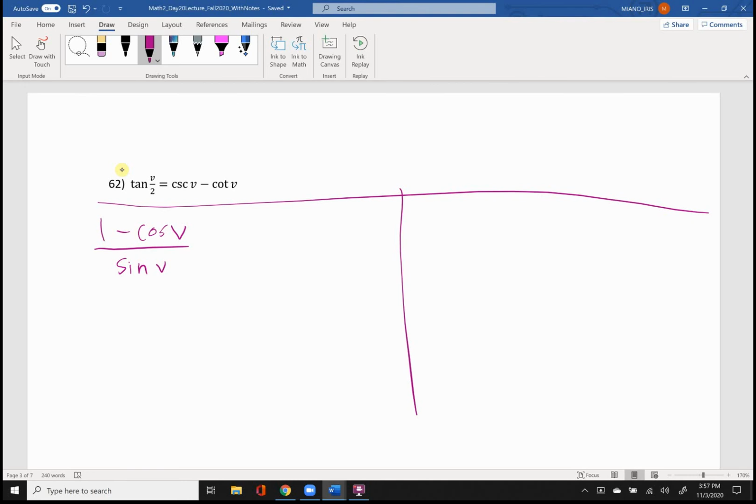And I'm going to go, this is equal to 1 over sine v minus cosine v over sine v. Probably see where I'm going with this. 1 over sine v, that's the same as the cosecant v, and then cosine v over sine v, that's cotangent v, which is exactly what I was trying to establish.